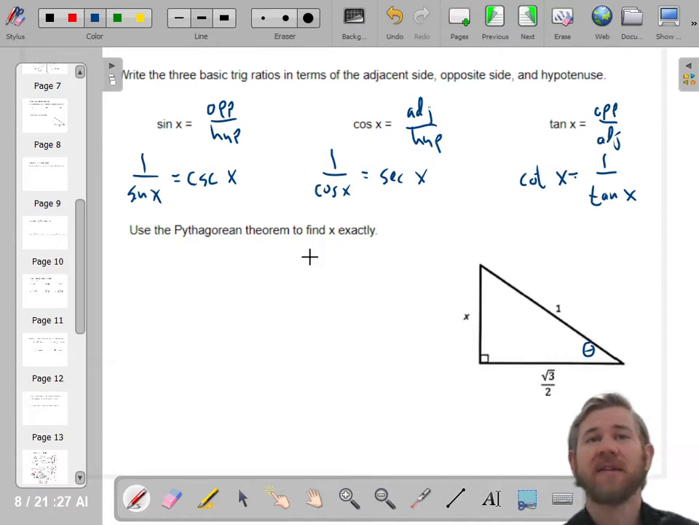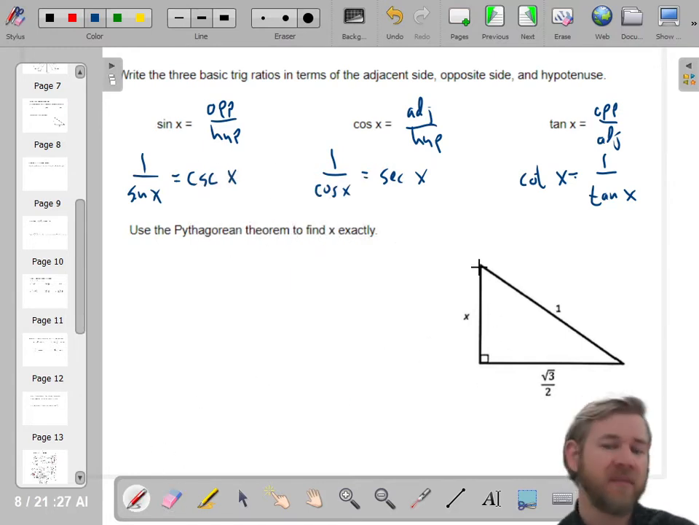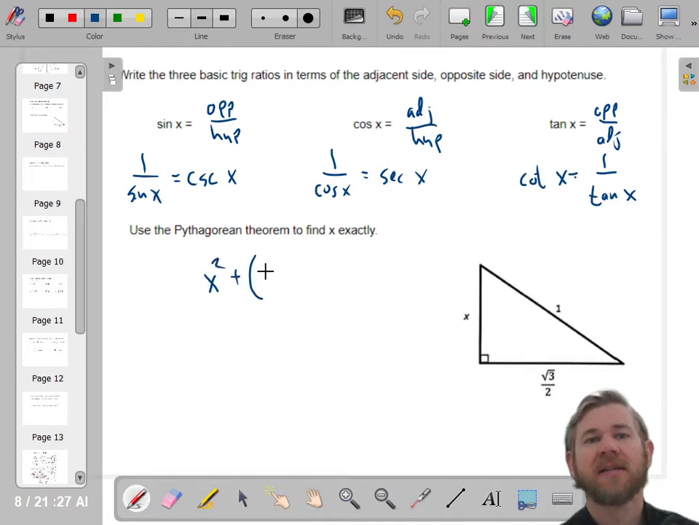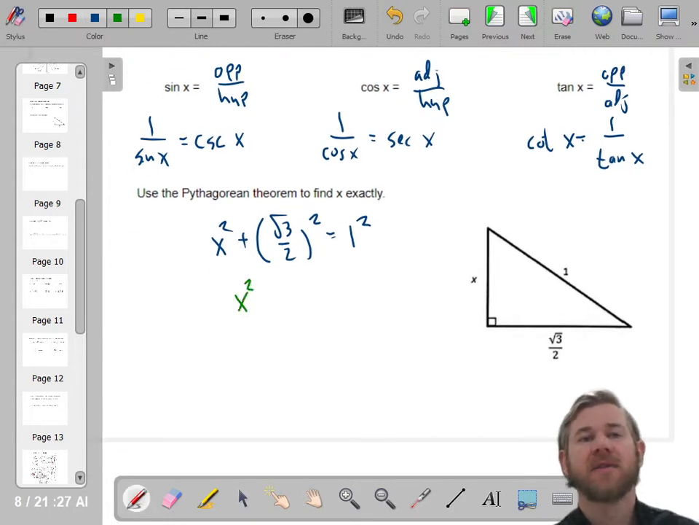So now let's do a Pythagorean theorem problem. It says, use Pythagorean theorem to find x exactly. Well, remember the Pythagorean theorem, a squared plus b squared equals c squared. So x squared plus radical 3 over 2 squared equals 1 squared. So to do this, x squared is going to stay the same.